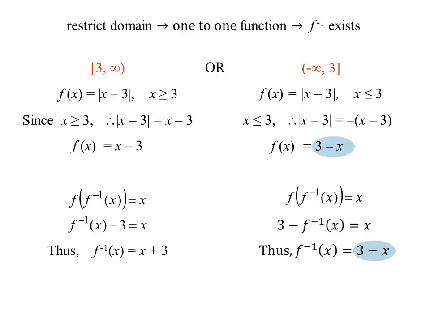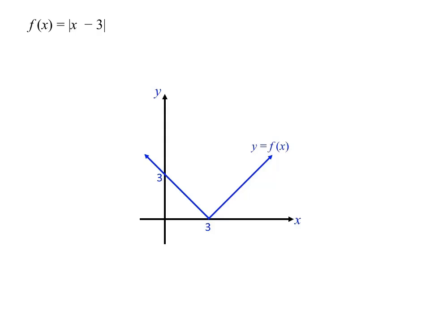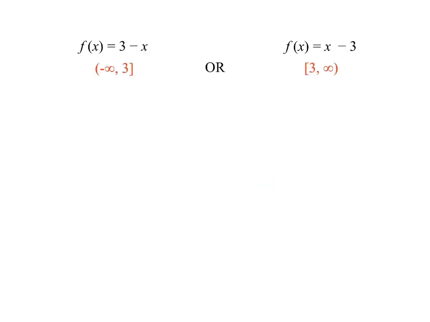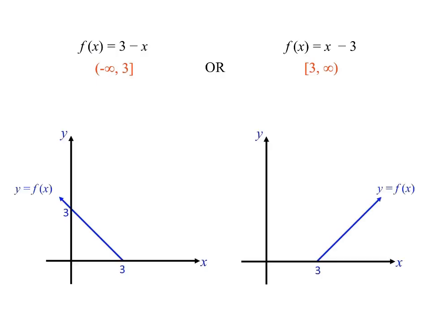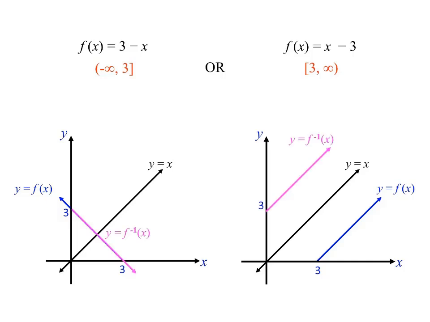Therefore f(x) and f inverse x are the same function. We say the function is its own inverse. So, this is the original modulus function. We have split the modulus function into two linear functions according to the restricted domain. Then, we sketched the functions separately. We then sketch the line y equals x for both functions. Lastly we sketch the f inverse for both functions, by reflecting f(x) on the line y equals x.